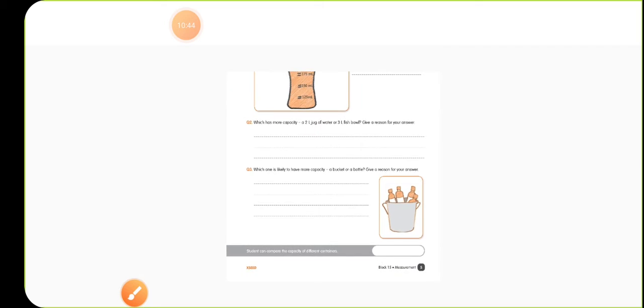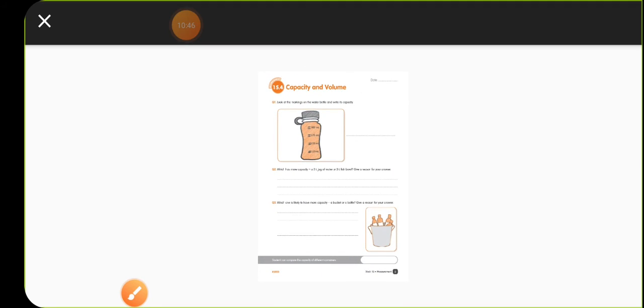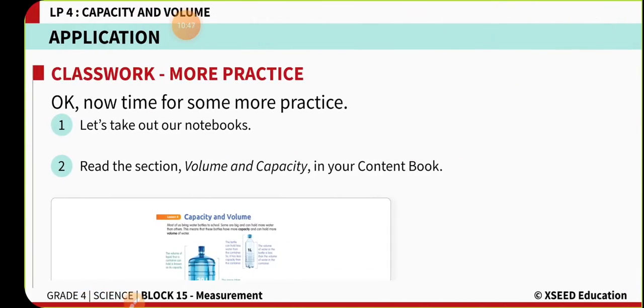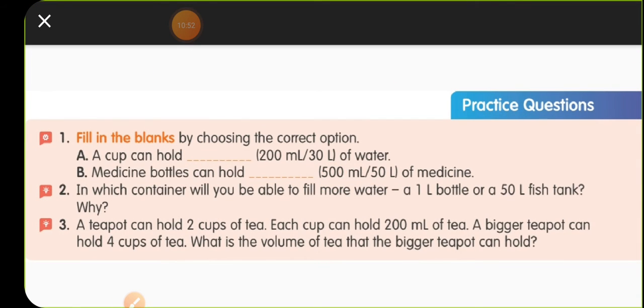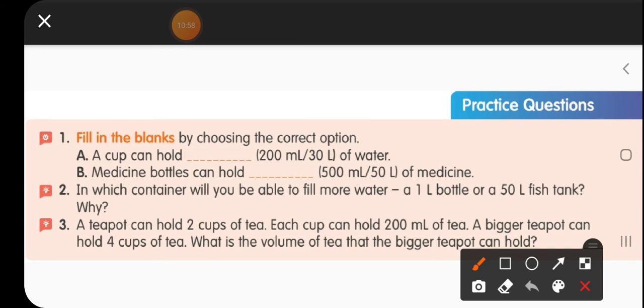Okay children, after completing the workbook, now let us go with the practice questions that are in your textbook. In these practice questions: a cup can hold dash of water. It can hold 200 ml or 30 liters. A cup is smaller in size, so it can hold only 200 ml of water.